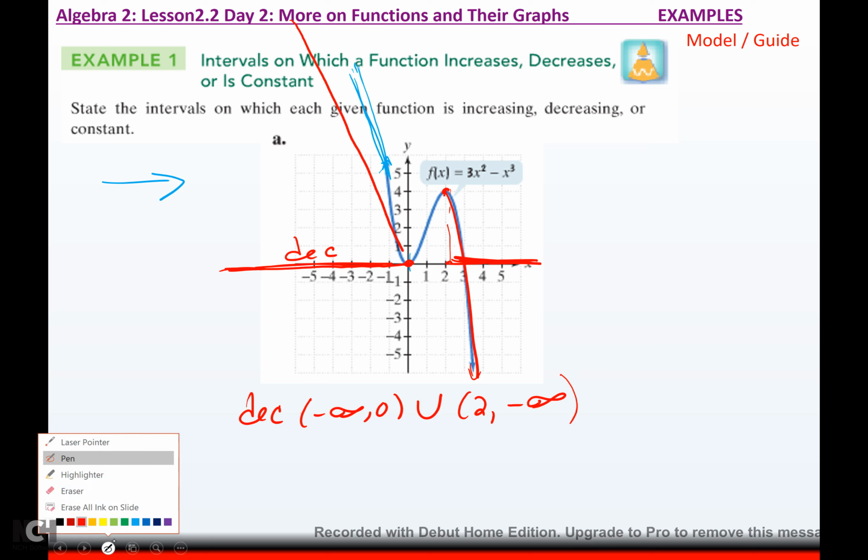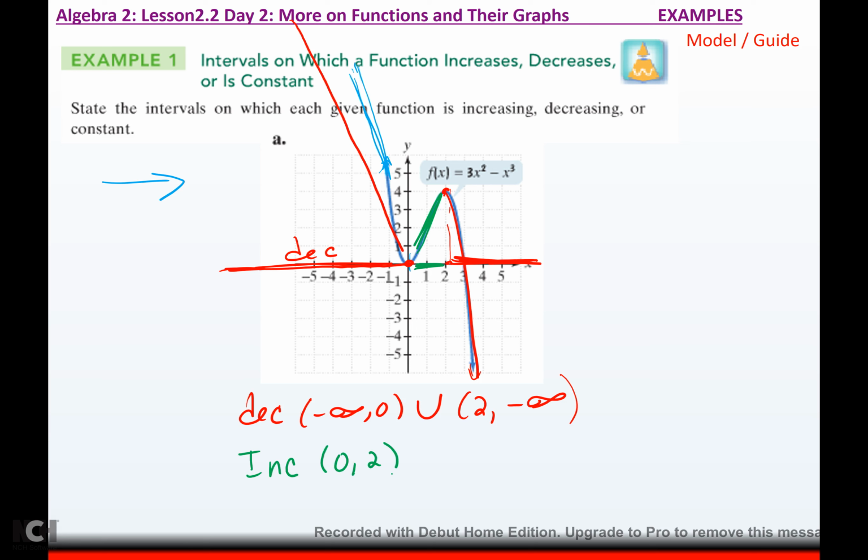And in the middle there, from here to here, the function is increasing. So it's increasing on the interval from 0 to 2. So it's decreasing from negative infinity to 0, then it increases from 0 to 2, and then it starts decreasing again from 2 to infinity.